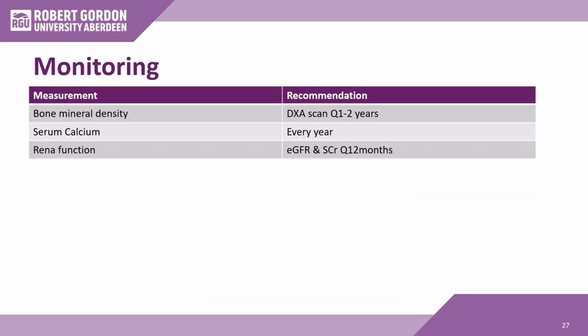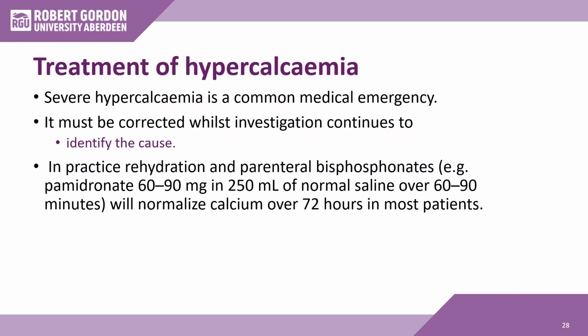So monitoring will be BMD every 1 to 2 years, serum calcium every year minimum, and renal function, eGFR and serum creatinine, every 12 months. So the treatment of hypercalcemia is a common medical emergency, and it must be corrected while investigations are ongoing. The cause must be identified. So in practice, rehydration and parenteral bisphosphonates, for example pamidronate 60 to 90 milligrams in 500 mls of normal saline over 60 to 90 minutes, should normalize calcium over 72 hours in most patients. Again, most trusts will have a guideline on the best way for this to be treated.